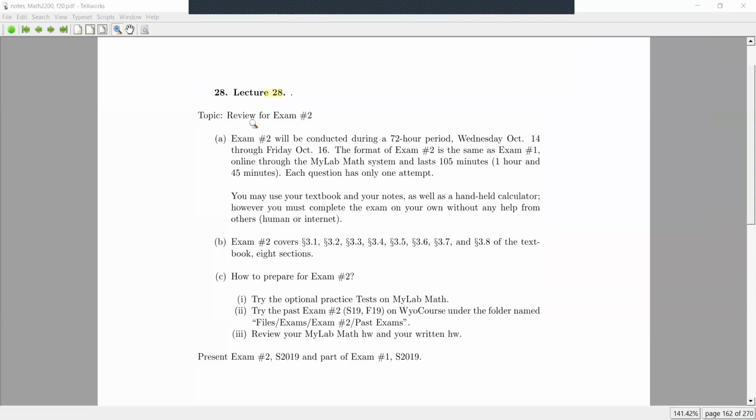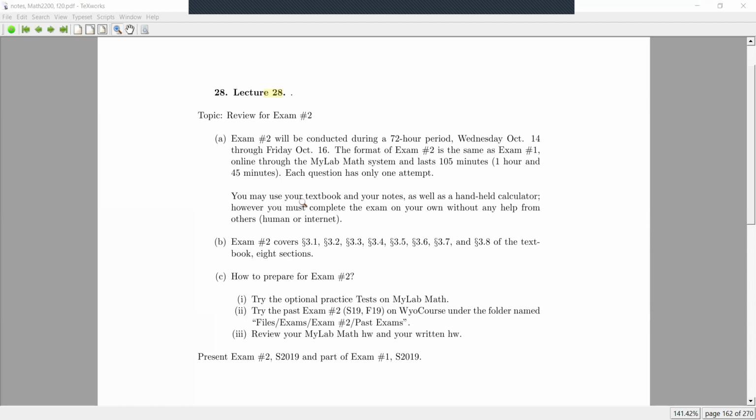Today is a review section for exam 2. Exam 2 will be conducted during a 72-hour period between Wednesday and Friday this week. The format of exam 2 is the same as exam 1, online through the MyLab Math system and lasts 105 minutes.